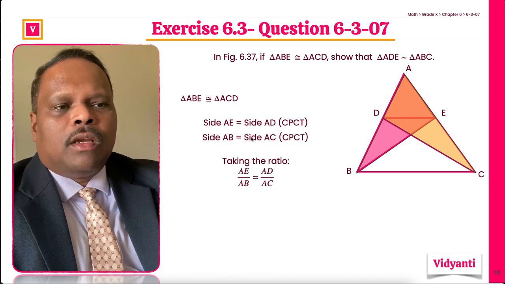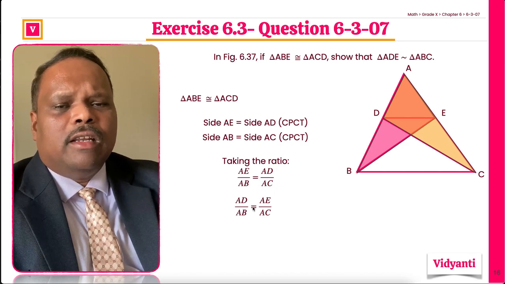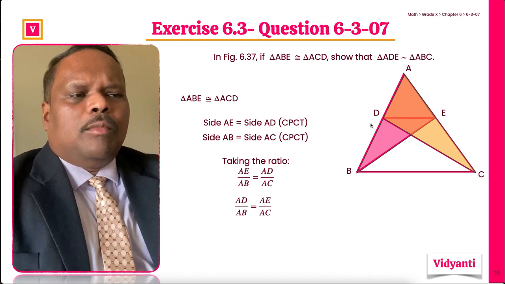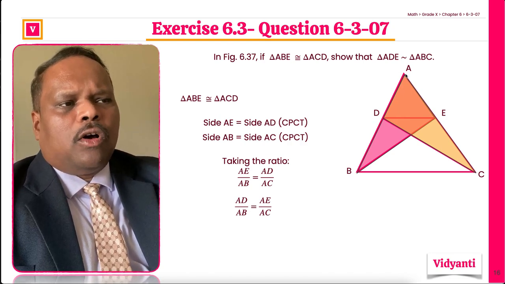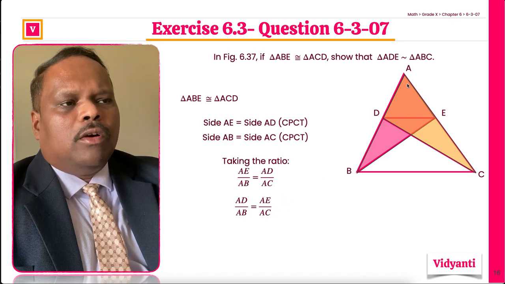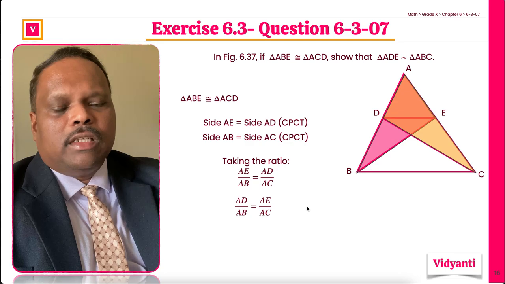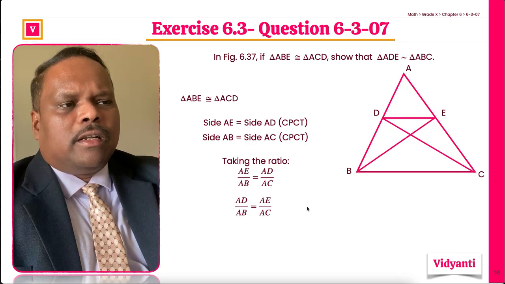CPCT. We can take the ratio, and now I can slide these things. AE and AD, I can just interchange. They are identical anyway. So now AD upon AB, AD small upon big on the left hand side, is small upon big on the right side. So I will keep this. I will need that for showing the congruency. Now let's get rid of the shade.